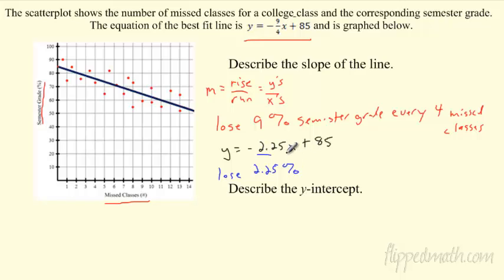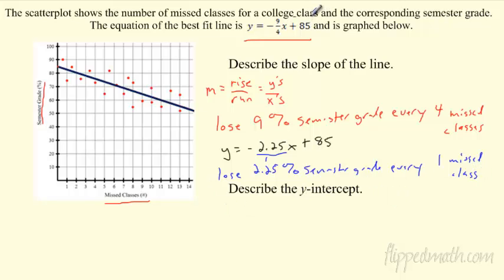Well, everything is a fraction. Everything's over 1. So you can say you lose 2.25% of your semester grade. And I hope your handwriting's better than mine. Per or every 1 missed class this time. So make it a fraction. It's just going to be per 1, like this unit right here, every 1 missed class. Awesome. So that's describing slope.